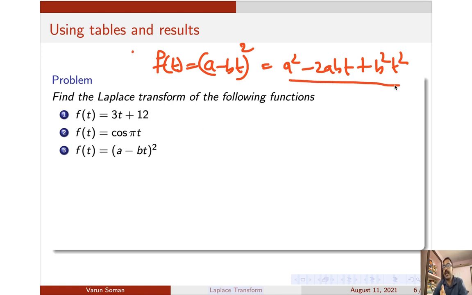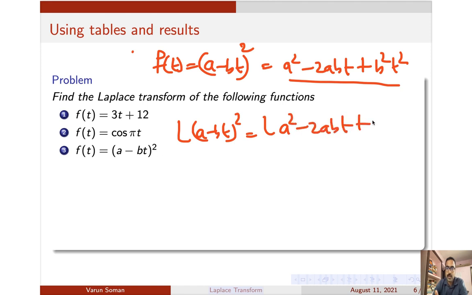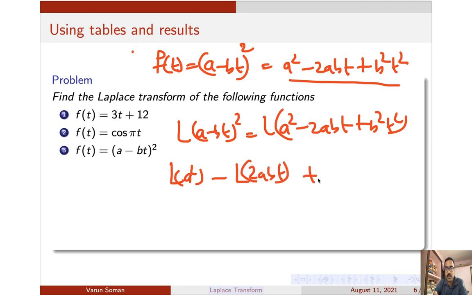Now I know that a, b, etc. are constants. So I need to find L of (a minus bt) the whole square, which is the same as L of a square minus 2abt plus b square t square. We can apply linearity and split this. So it will be L of a square minus L of 2abt, I have applied linearity there, plus L of b square t square. There's no need to write it elaborately, but I hope you understand this. Now a square is a constant, so it is a square into L of 1, and the transform of 1 is 1 by s, so it will be a square into 1 by s.